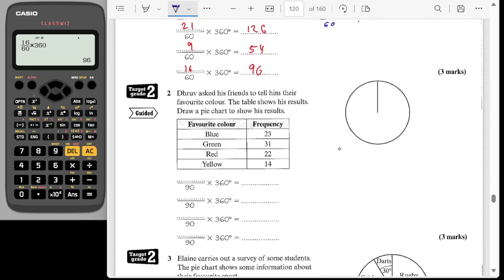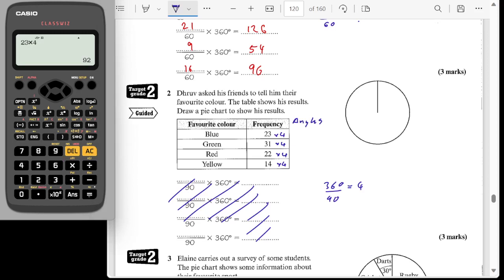So I'm actually not going to bother with this scaffold just because I don't like it. But you've seen how I did it in the previous question. So I would just do 360 divided by 90 gives us 4 degrees. So each person will be worth 4 degrees. So I'm timesing by 4 for each of these. And that gives me my angles.